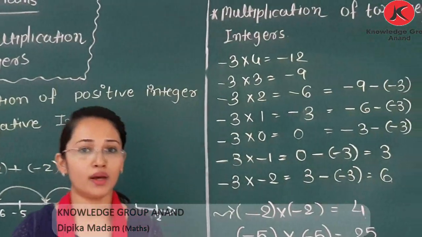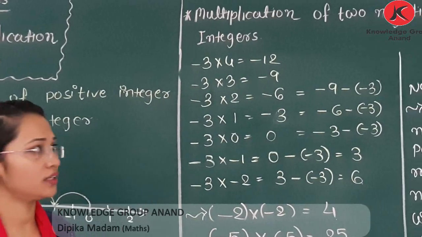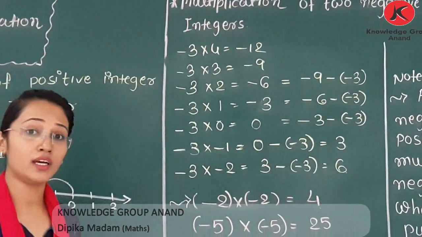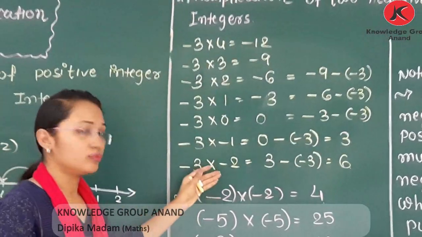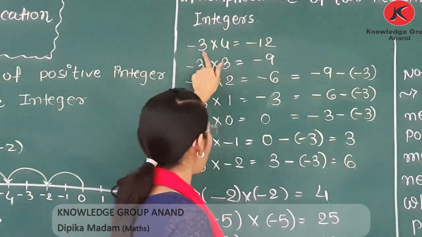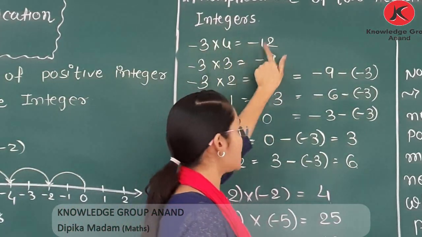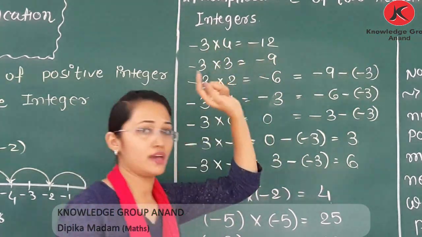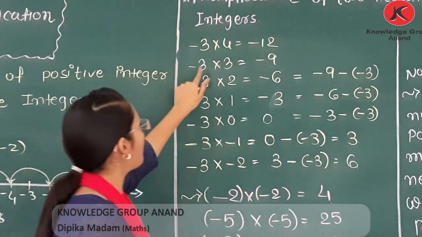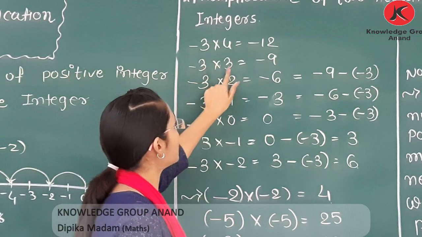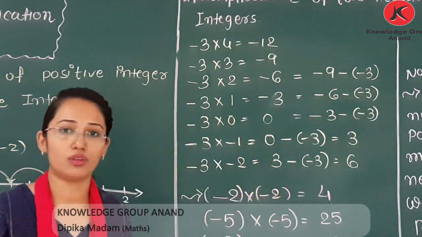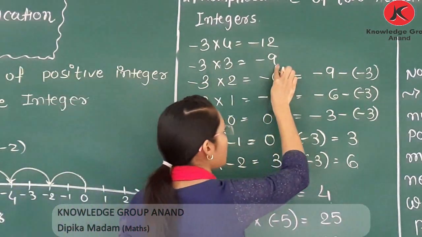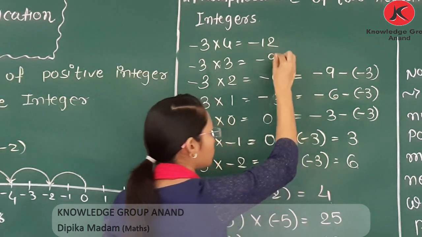If both numbers are negative, how do we multiply? Okay, here one pattern is given. First is -3 multiplied by 4, that is -12. Why? Because 3 fours are 12 and a negative sign in the answer. -3 multiplied by 3: 3 threes are 9 and a negative sign in the answer. What do we perform from -12 to -9?